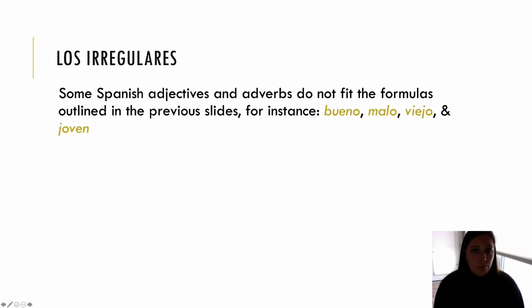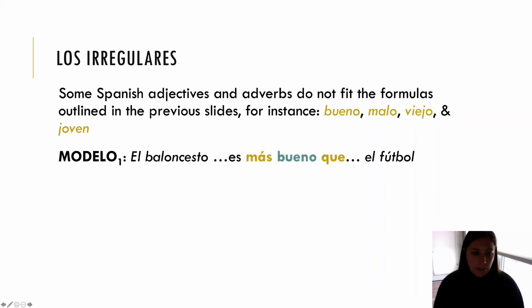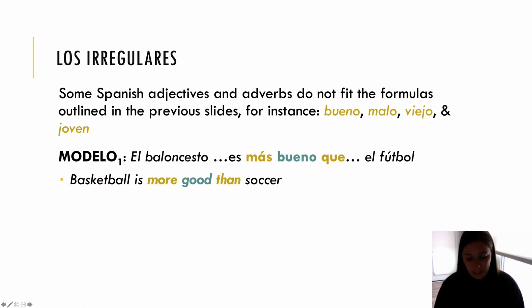Como siempre, tenemos unos irregulares. Some Spanish adjectives and adverbs do not fit the formulas that we just talked about. Some of the examples of these are bueno, malo, viejo, and joven. So, por ejemplo, en este modelo tenemos el baloncesto es más bueno que el fútbol. In English, what we would say in this sentence is basketball is more good than soccer. But as we know, that doesn't make as much grammatical sense in English. It doesn't sound as good, same in Spanish.